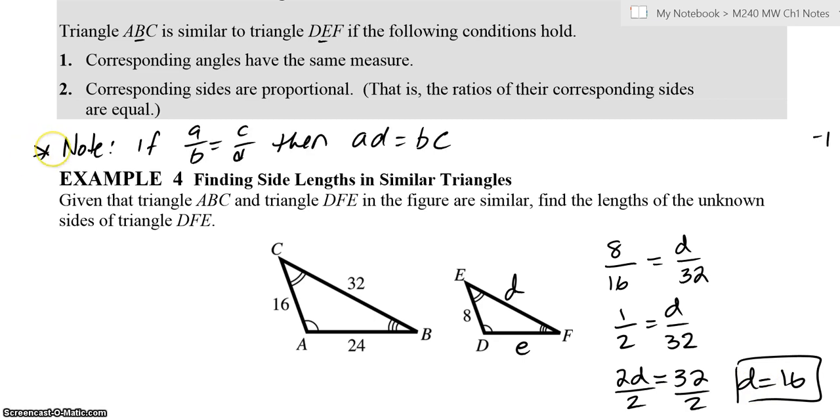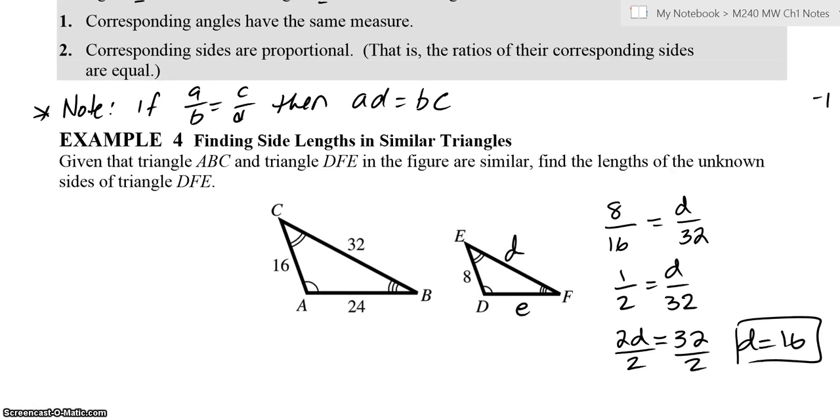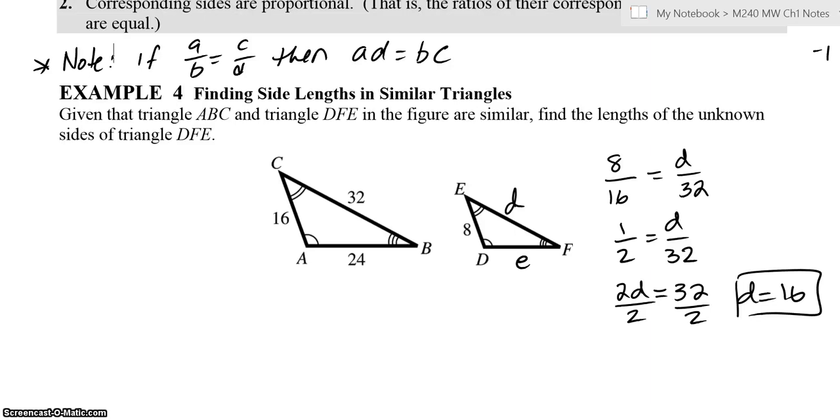So I added this note here. If a over b in general equals c over d, then that means that ad better equal bc. You can also solve this by multiplying both sides by the LCD. To find e, I'm going to do the same thing. I'm going to take that 8 over 16, and instead I'm going to now look again the small to large. I'm putting the small in the numerator, so it better be e in the denominator, and 24.